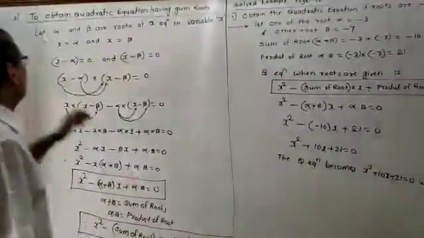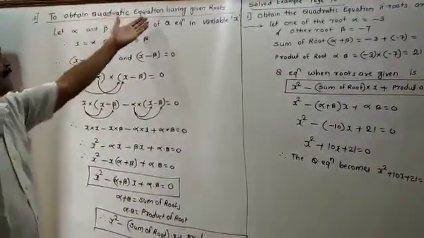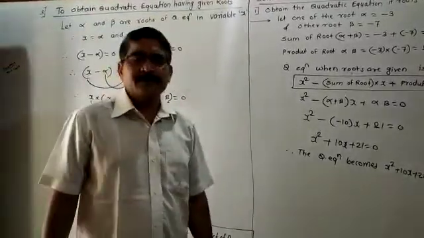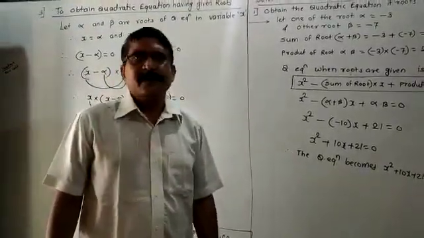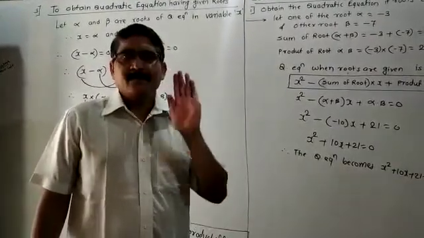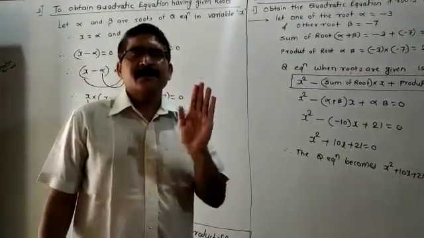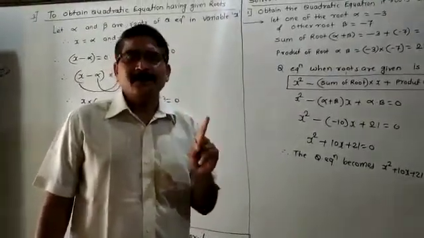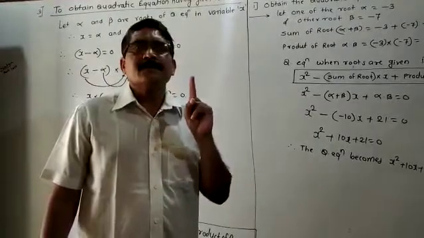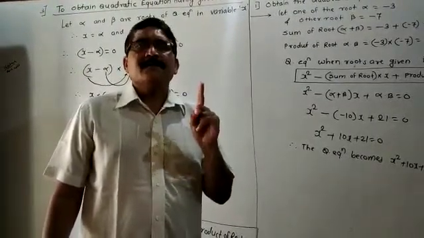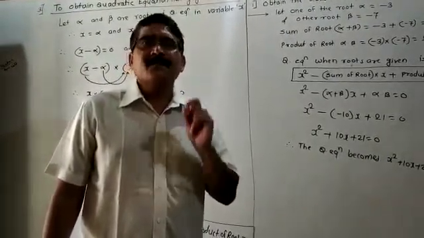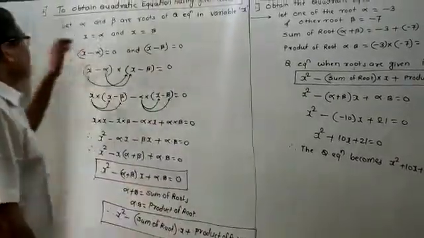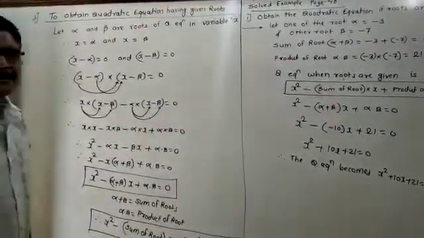Today we start with a new topic: to obtain the quadratic equation having the given roots. Already we saw two topics. One is the nature of the roots, within the value of the discriminant, the nature of the roots. The second topic we saw is the relation between the roots of the equation and the coefficients of the equation. Then we start with the new topic, to obtain the quadratic equation having the given roots.